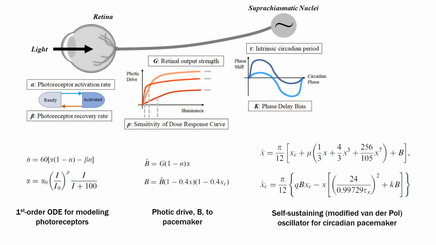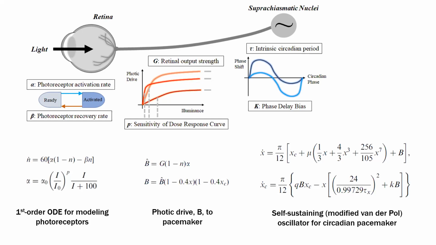So n is the fraction of the photoreceptors that are being activated. And the input to that is alpha, which is a function of I. I is the light intensity. So basically, light drives what happens to the photoreceptors in this model. This then generates an output called B hat, which is then modified to become B, and that is the photic drive or the light input to the circadian pacemaker. And then on the right, you have the circadian pacemaker itself, which is a limit cycle oscillator.